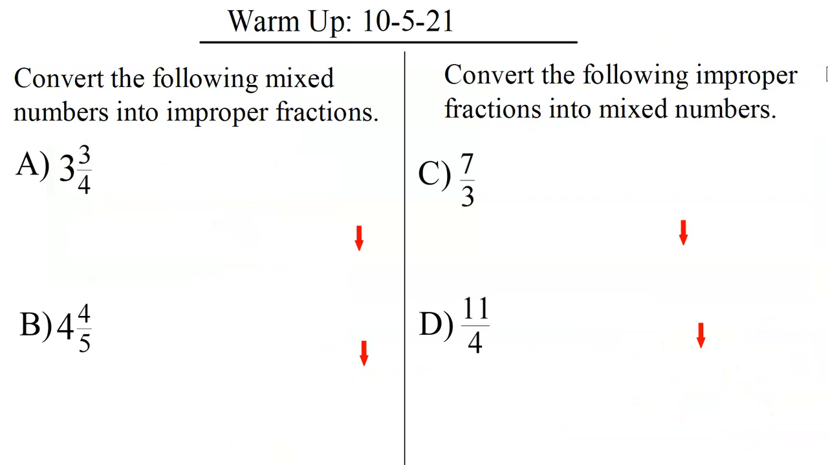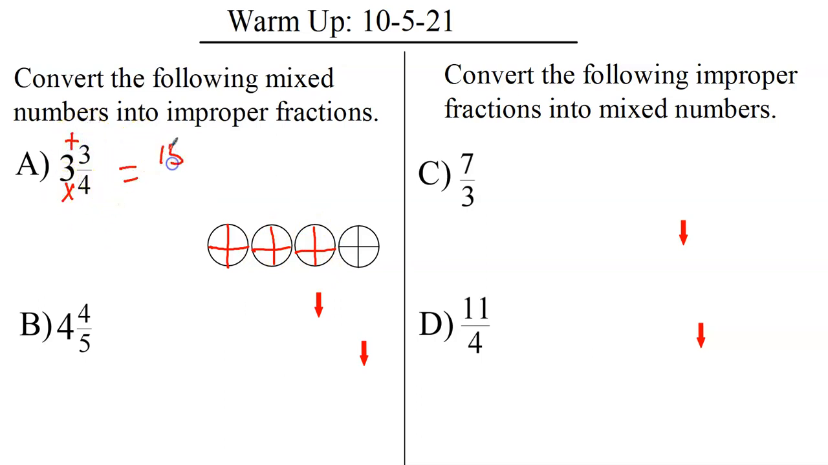Okay, so now let's look at this warm-up. So I'm going to have you practice what we just did, turning mixed numbers into improper and then improper into mixed. Go ahead and pause the video and see how you do. And I'm just going to show you the pictures that go with it. So there's 3 whole pizzas, and then I have 3/4 of a pizza. So when I multiply 3 times 4, I'm taking the 3 whole pizzas and cutting them all into fourths. So 3 times 4 is 12, plus the extra 3 is 15. So this is equal to 15 fourths.